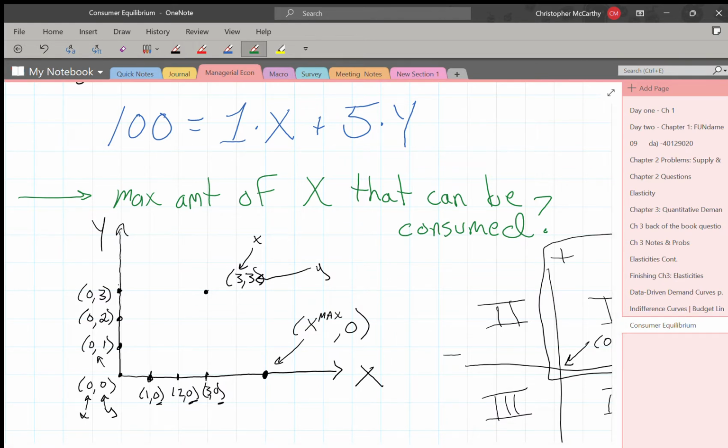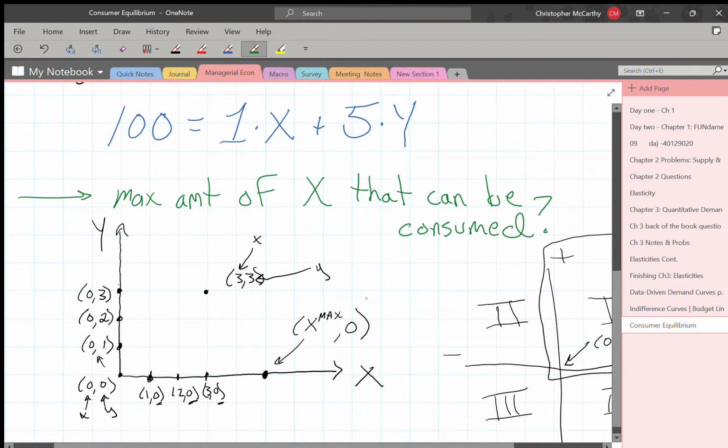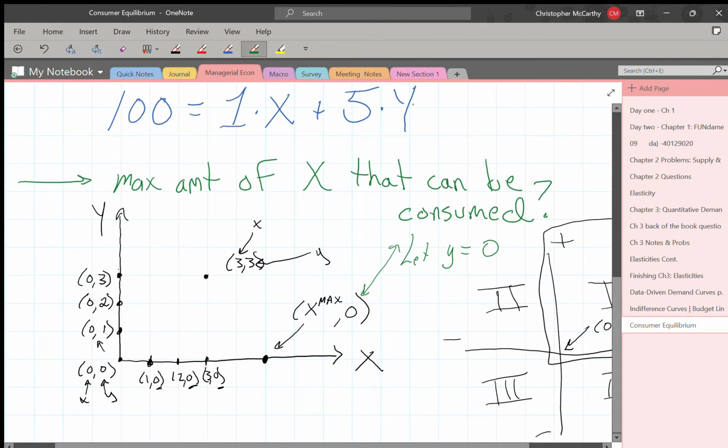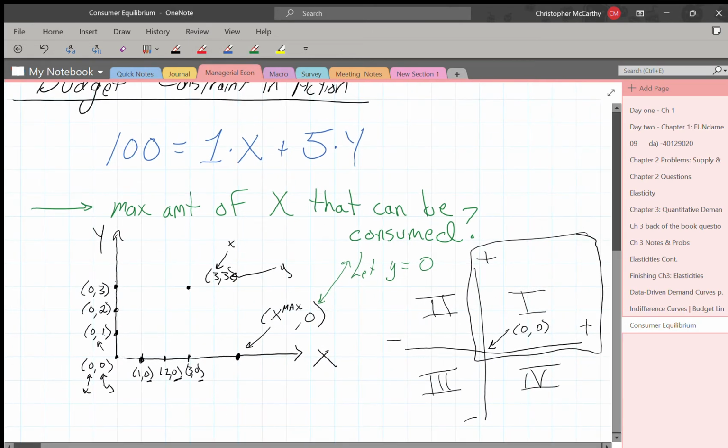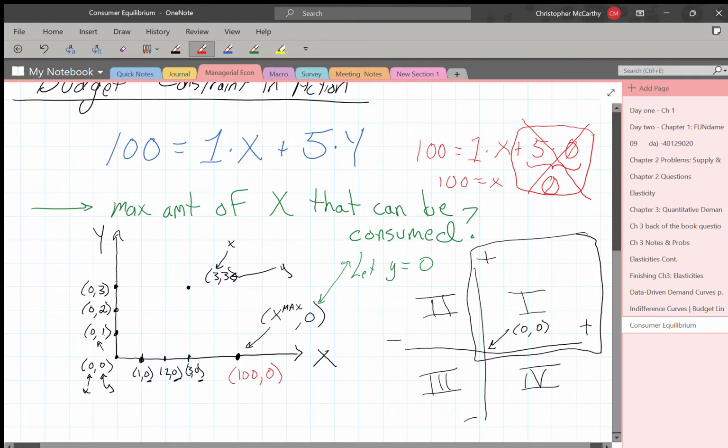So the way that we calculate the maximum of x is to plug in 0 for y. So if we let y equal 0, what does this equation become? x is just equal to 100. Whenever we put 0 into any term, if we say 100 is equal to 1 times x plus 5 times 0, 5 times 0 is always going to equal 0. So this whole term just gets dropped out. And then we have 100 is equal to 1x, or just 100 is equal to x. Does that make sense? So this is going to be 100, 0 as my maximum amount of x.